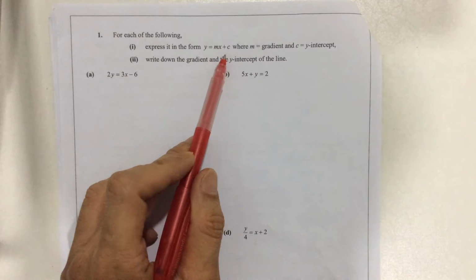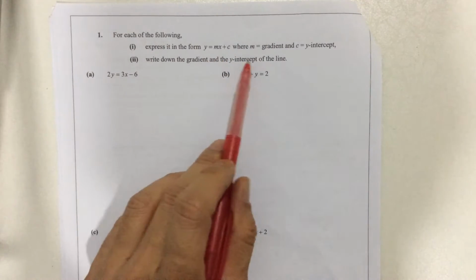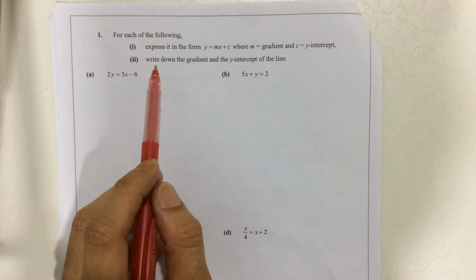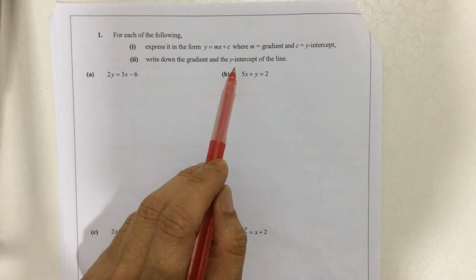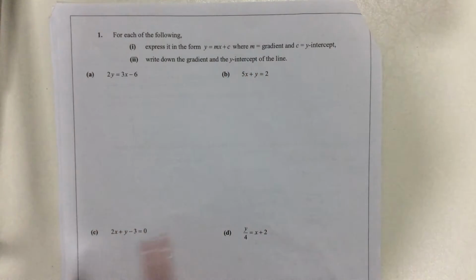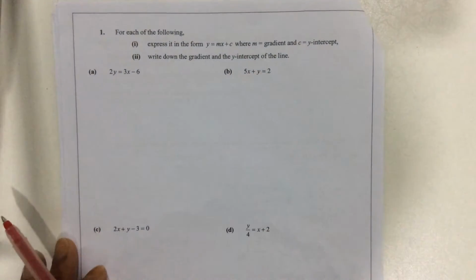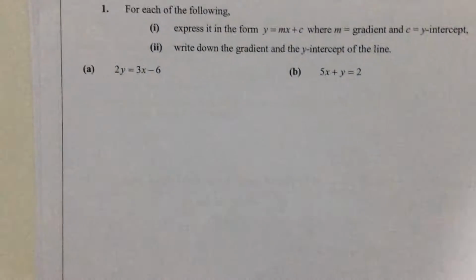So as we have learned before, m is the gradient and c is the y-intercept. And finally, you're supposed to write down the gradient as well as the y-intercept of the line. So basically the m and the c. So let's take a look at the first question.